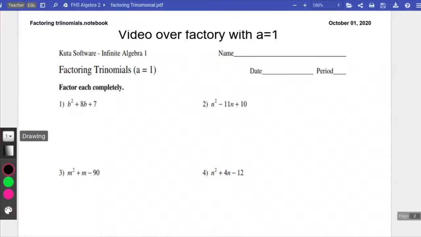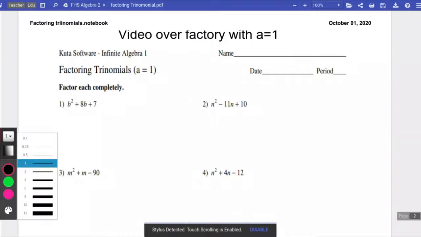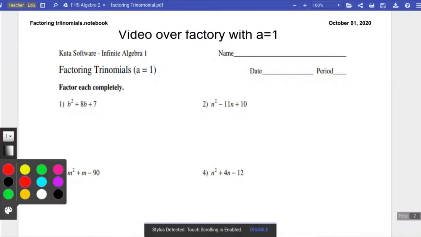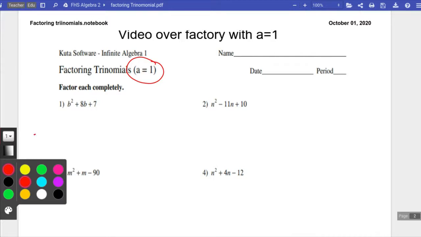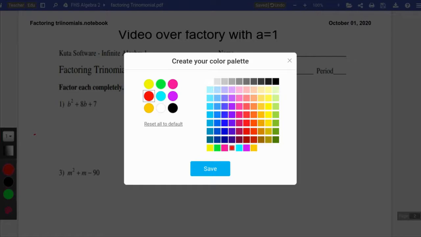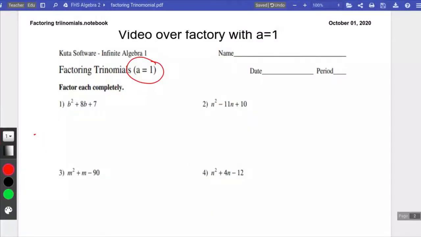First, we're going to practice factoring trinomials when a equals 1. The a goes right here, so it's actually supposed to be like this: ax squared plus bx plus c, right? Right now, we're going to practice when a equals 1, which is the case right here.